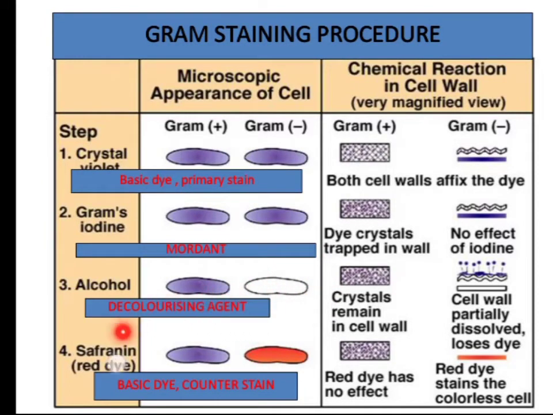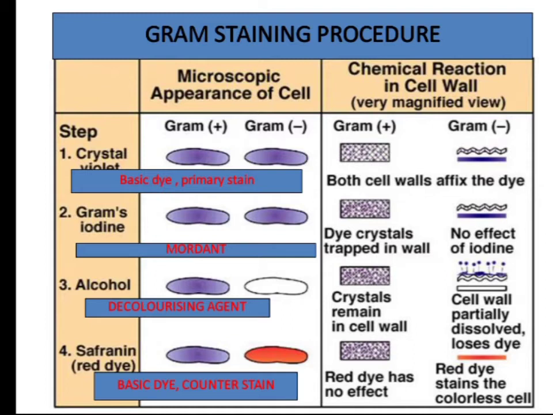Now if we add a counter stain or secondary stain, safranin, the gram positive bacteria will again show the color of the primary stain, that will be blue or purple, but gram negative bacteria will give red color, that is the color of the counter stain, that is safranin.